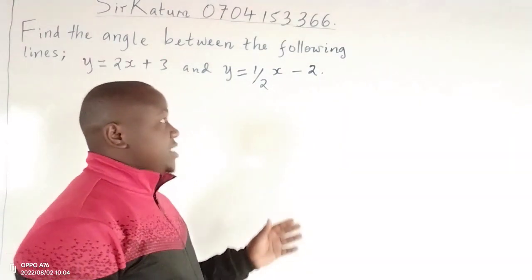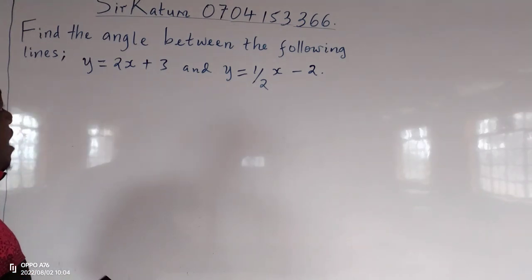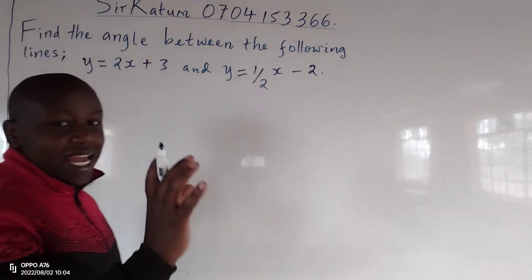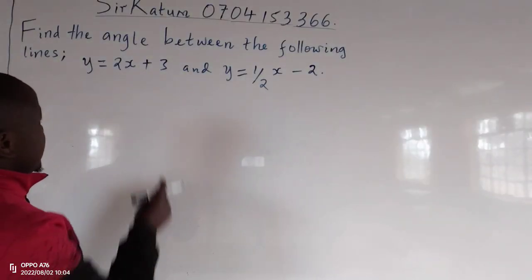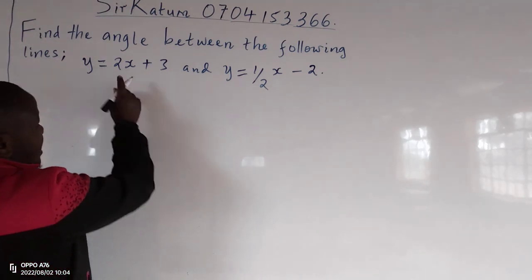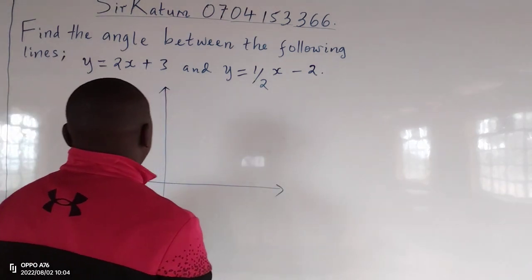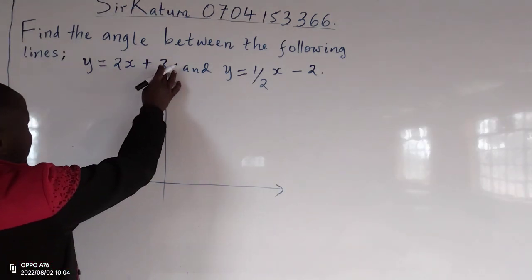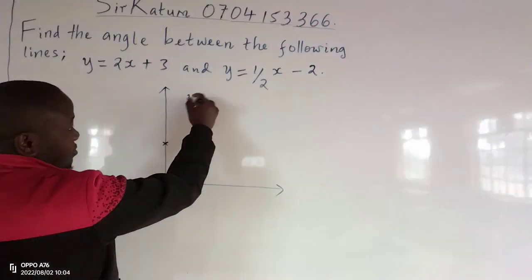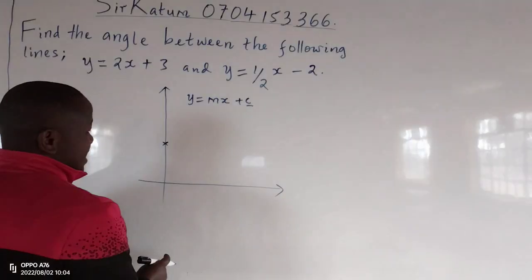So we are going to look at how such a question can be handled. First, we are going to get the angle made by each line and the x-axis. Taking the first line, y equals 2x plus 3, if this equation is plotted, we get a straight line cutting the y-axis at 3, because according to the equation y equals mx plus c, the constant gives us the y-intercept.